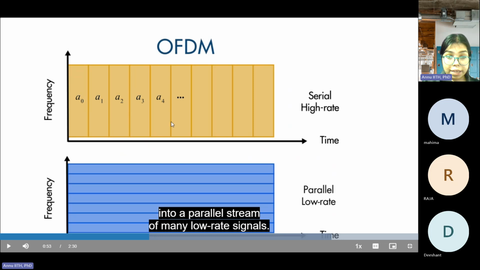So you can see it is a very efficient technique to convert a single stream of high rate data into parallel streams of many low rate data. At the same time, you are transmitting to various users in parallel. Parallel low rate transmission is used just to have reduced inter-symbol interference. And later we'll see that OFDM causes zero inter-symbol interference, and that is why the property of FFT, the fast Fourier transform, works.